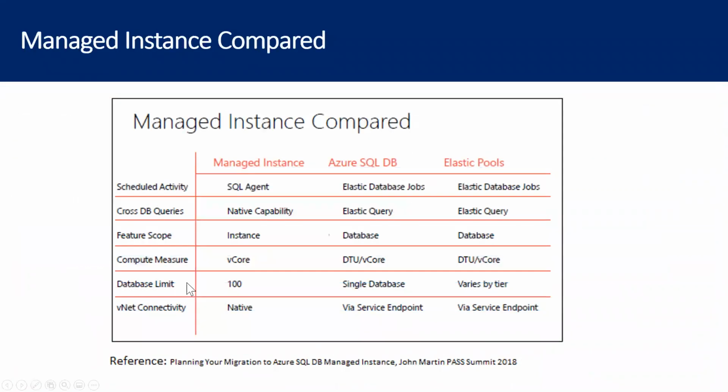As I mentioned, you need to understand the difference between managed instance, normal SQL database, and elastic pool. In the managed instance, you can have your own SQL Agent, whereas in the elastic database you have elastic database jobs. Another main difference is the database limit. In the managed instance, you can create up to 100 databases, whereas in a normal Azure SQL DB, you can have only a single database.